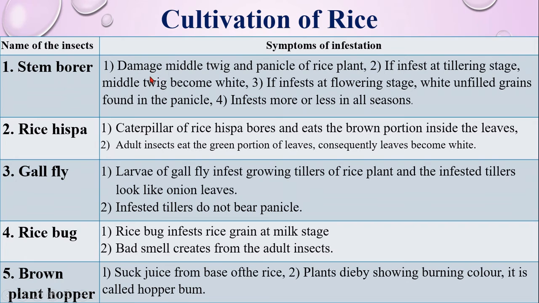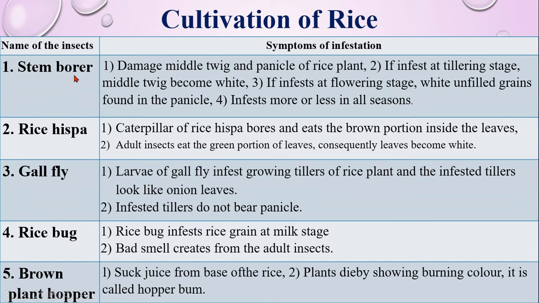This one damages the middle twig and panicle of the rice plant. If it infests at the tillering stage, the middle twig becomes white. If it infests at the flowering stage, white unfilled grains are found in the panicle, which in the local language is called cheetah. It infests more or less in all seasons. Rice hispa: a caterpillar of rice hispa bores and eats the brown portion inside the leaves. Adult insects eat the green portion, and the leaves consequently become white.